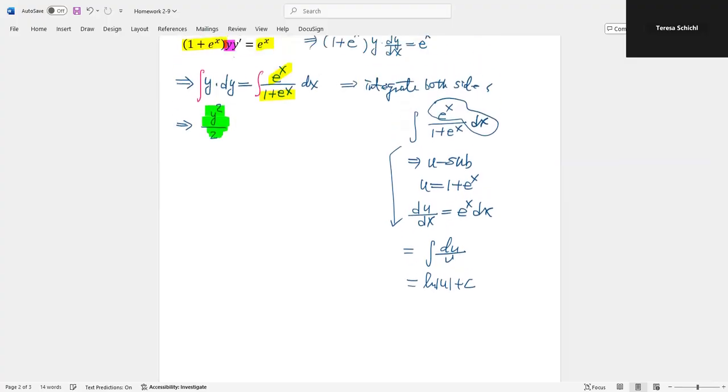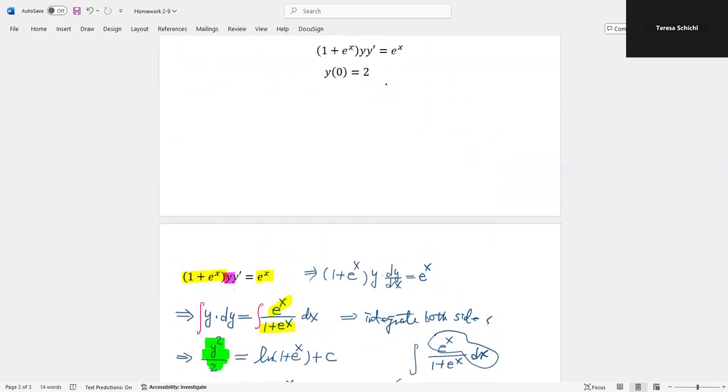All right, so now u is 1 + e^x, substitute back. So now I will have y squared over 2 is equal to the natural log of 1 + e^x plus c. Okay, and then I just simplify it a little bit. So y squared is equal to 2 natural log of (1 + e^x) plus 2c, and 2c I can just call another constant c.